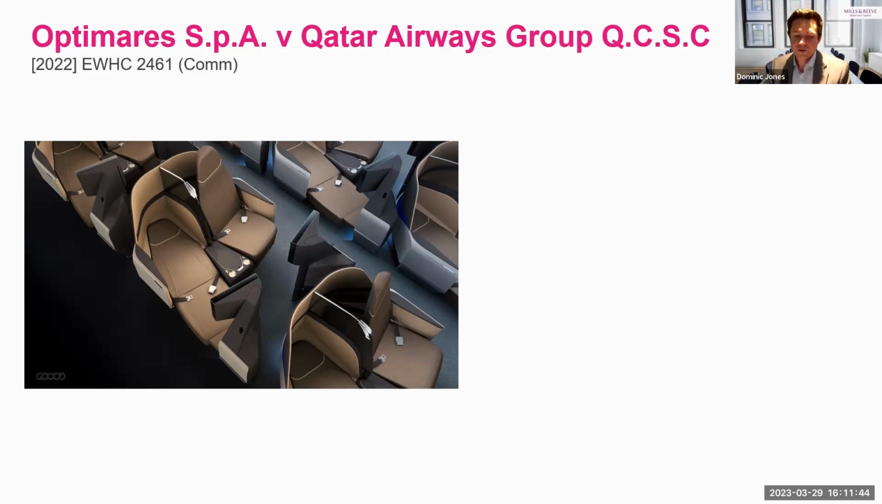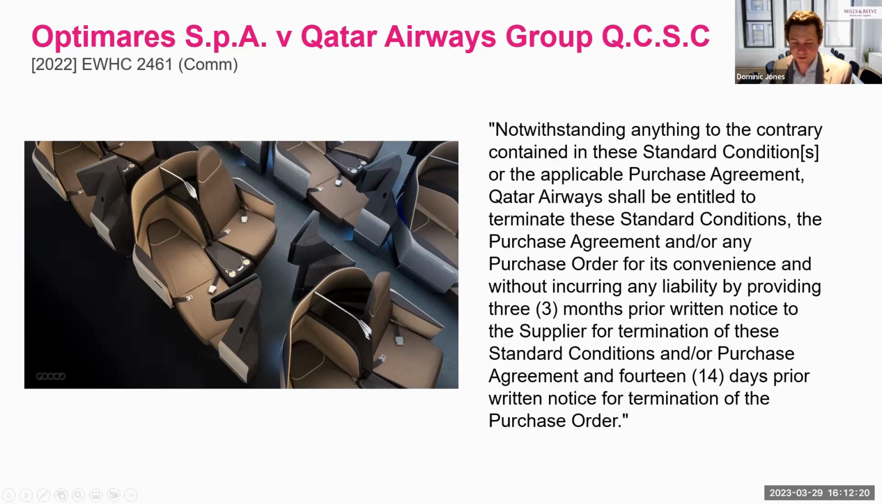Now, in March of 2020, having already missed the first set of delivery dates, Optimares served notice of excusable delay in performance, citing COVID-19 and the Italian government's response to the pandemic. On receipt of those notices, Qatar served its own notices, exercising its rights to terminate the contracts at will, terminate for convenience. And the dispute centred on the contractual construction of the provision that should be appearing on your screen now.